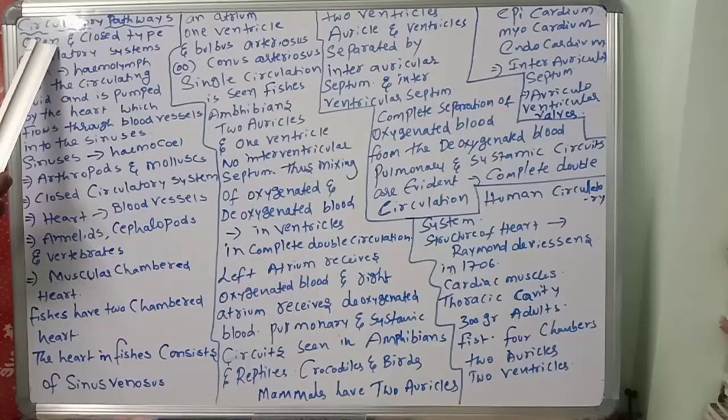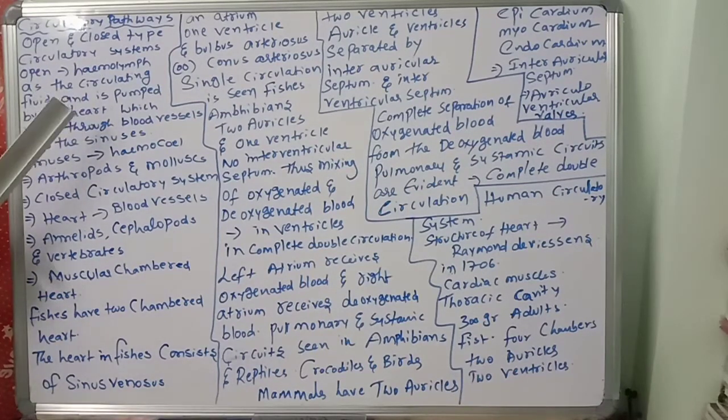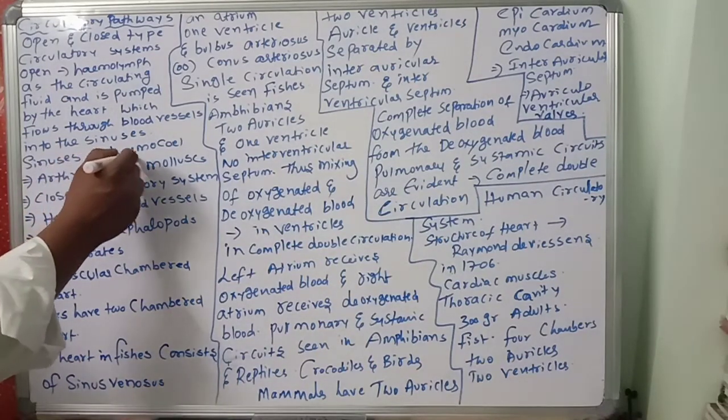Number one, open type of circulatory pathway. Number two, closed type of circulatory pathway. In the open type of circulatory pathway, the fluid is called hemolymph and is pumped by the heart, which flows through the blood vessels into the sinuses. Sinuses are also referred to as hemocoel. Hemocoel, a very important point. Sinuses are referred to as which one? Hemocoel.